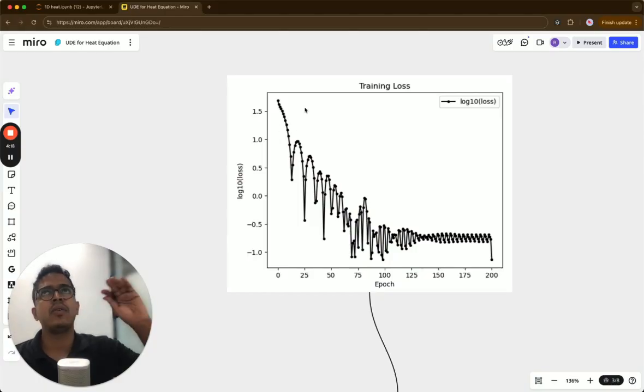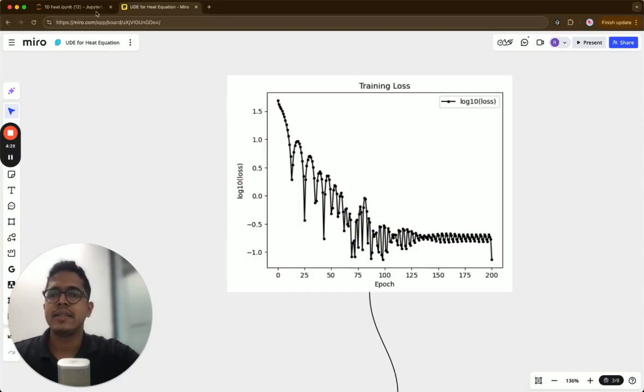It starts with around 500 or something. The loss starts around that. And then I think it comes down to 10 or something like that. So let's run the code and see what we observe.